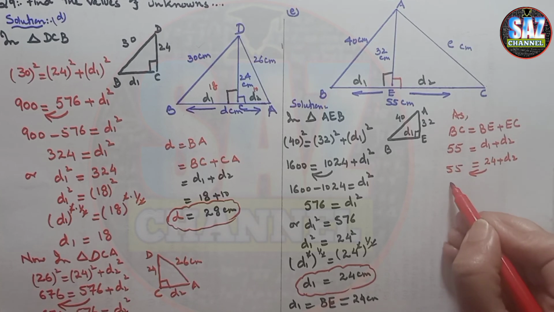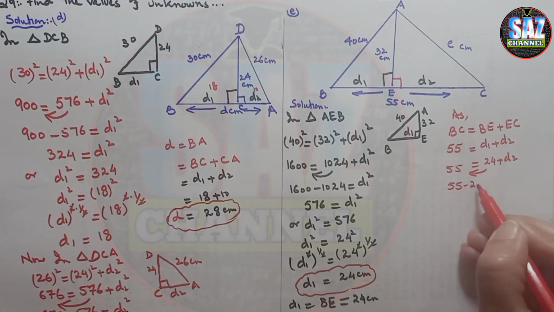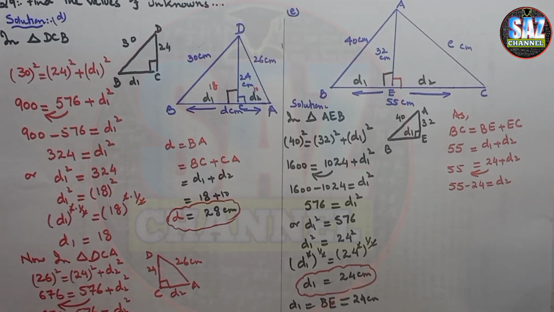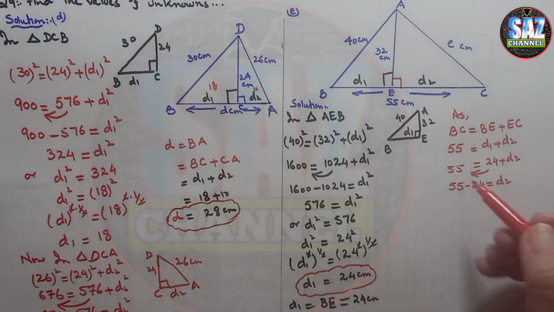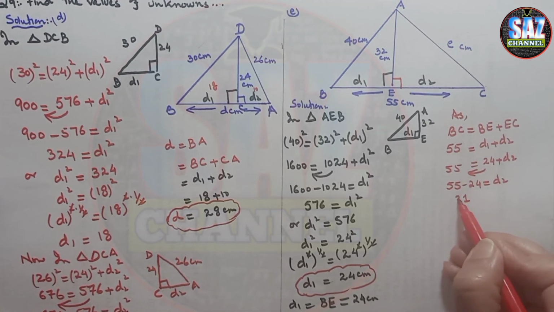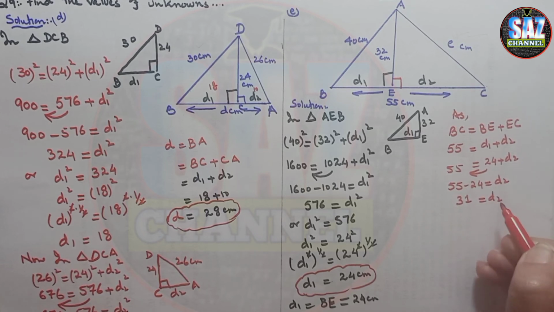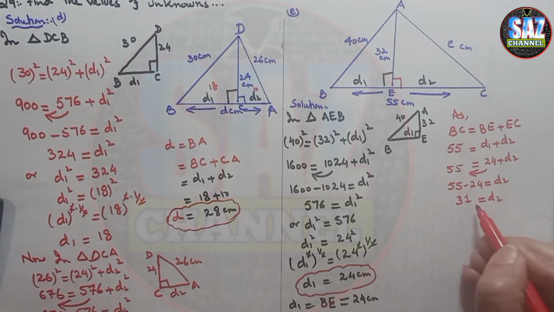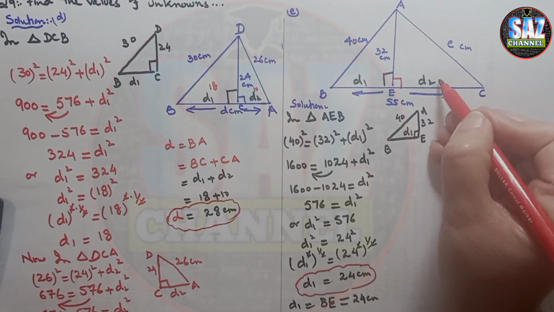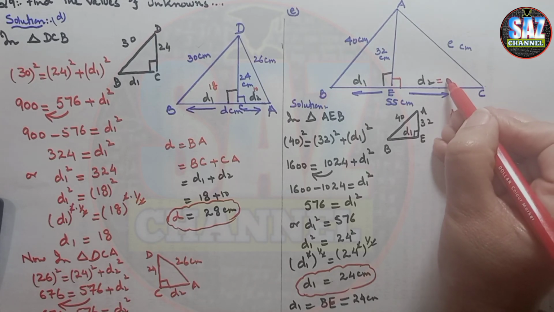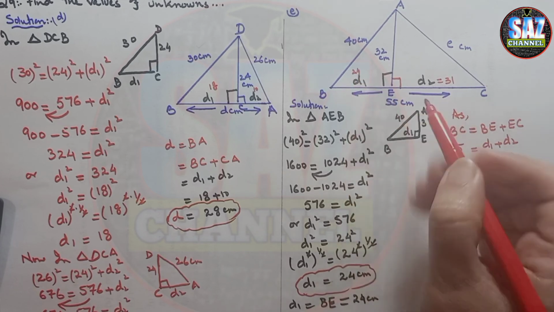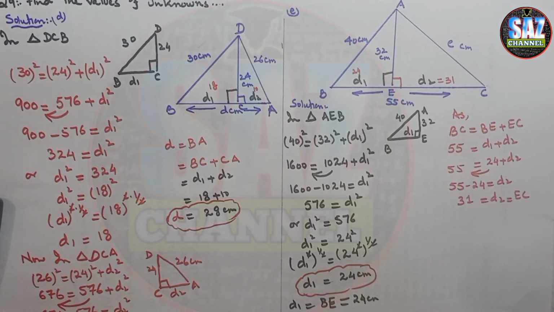55 minus 24 equals D2, and let me take it away from 55. This is 31. 5 minus 4 is 1, and 5 minus 2 is 3. 31. D2, which means EC, is 31. Let me mark here. This is 31, and this is 24. 4 and 1 is 5, and 3 and 2 is 5.